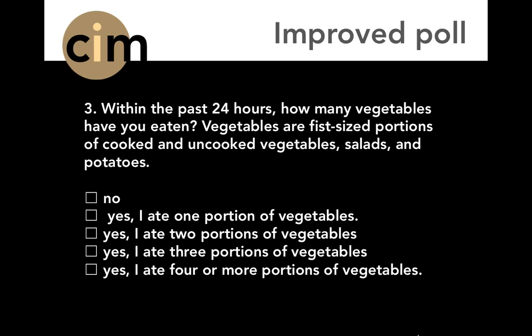All right, so I'm going to suggest that this is a wildly improved question for this poll. Question number 3 is, within the past 24 hours, how many vegetables have you eaten? And here we're going to define what a vegetable is. A vegetable is a fist-sized portion of cooked and uncooked vegetables, salads, and potatoes. Now, this seems to be, on the surface, a much more detailed question. It leaves a lot less room for interpretation.